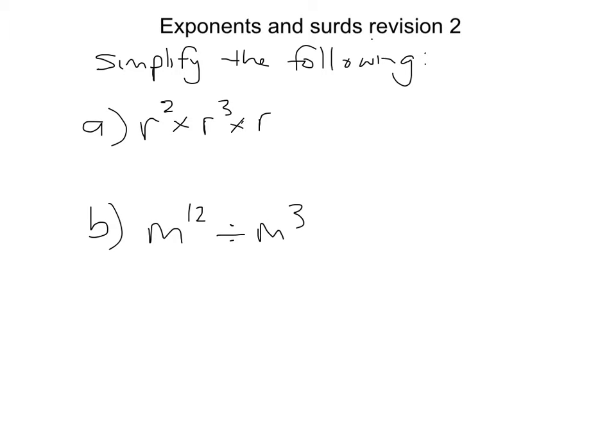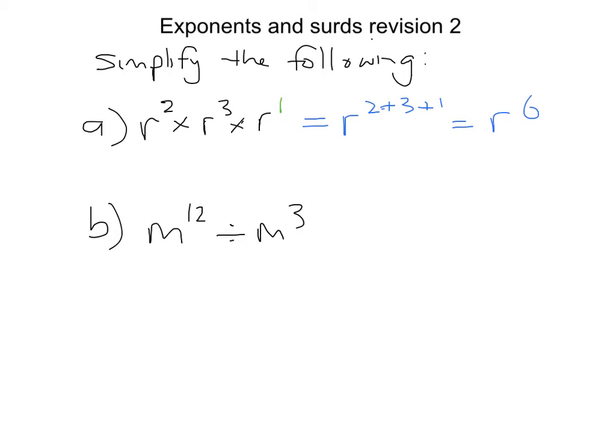The first one here, multiplication rule. With the multiplication rule we need to add the powers. So we have r squared times r cubed times r. That r on its own is really r to the power of 1, there's one lot of it there. So for multiplication we add the powers: 2 plus 3 plus 1. So that will be equal to r to the power of 6.